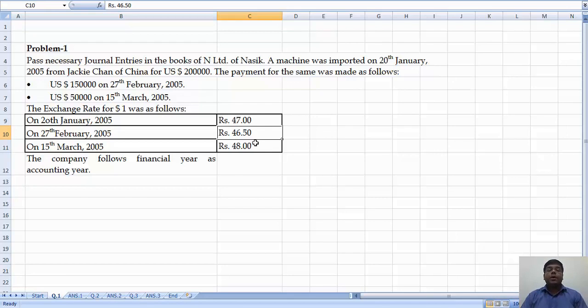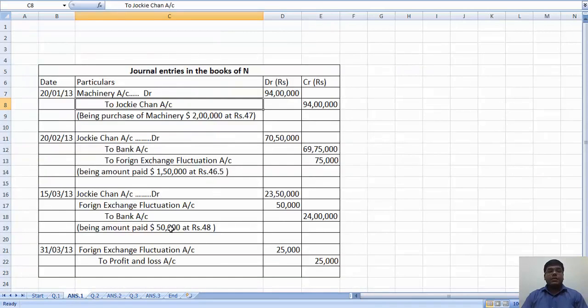As well as, one point we have to take into account is whether we have imported the material or exported the material. So in the given question we have imported. So we will compare the rates for making the payments. So if we pay more, then it is a loss. If we pay less, it is a profit, like that. See the answer number 1.